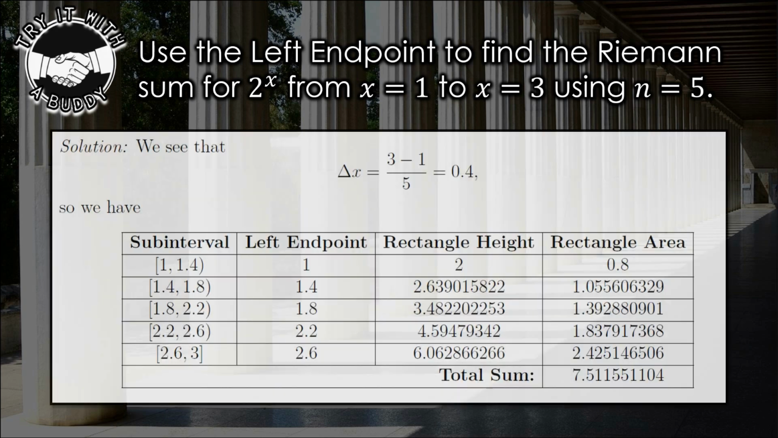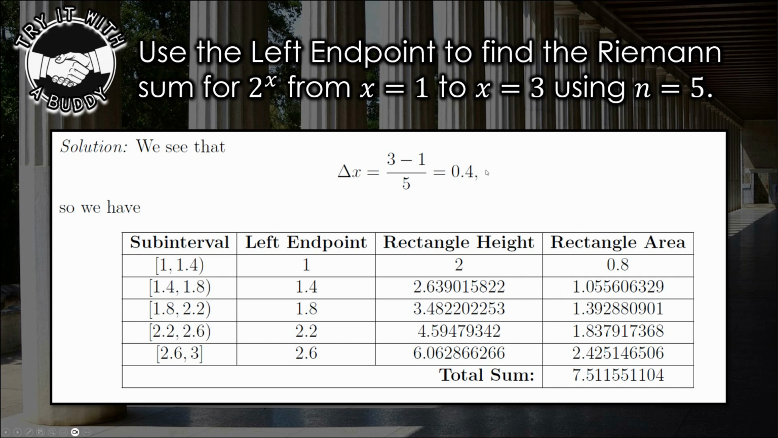Alright, here's what I get when I work this out. Your delta x is going to be 0.4 because the width of your interval, 3 minus 1, gives you 2, and then you're dividing that by 5, your choice of n, which gives you the 0.4. For each of your subintervals, you're starting at 1 and adding 0.4 each time to create each of these. You'll find your left endpoint, you'll run it through the function, you'll get some just lovely values.